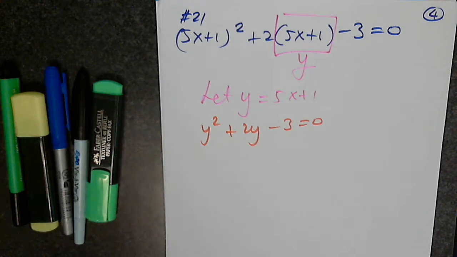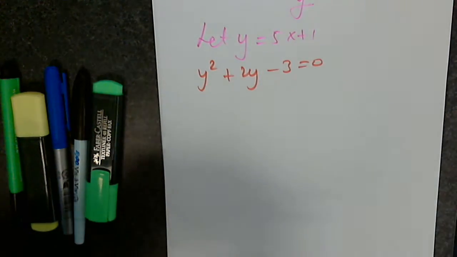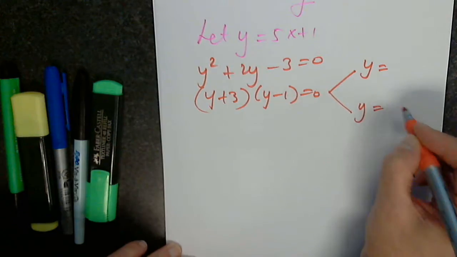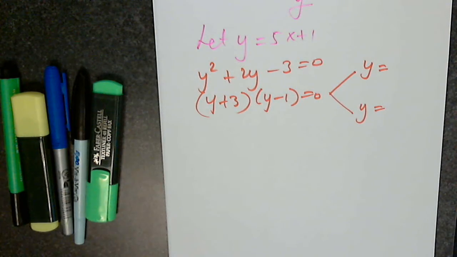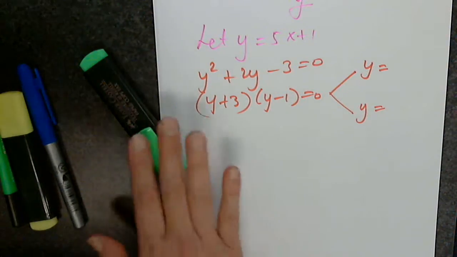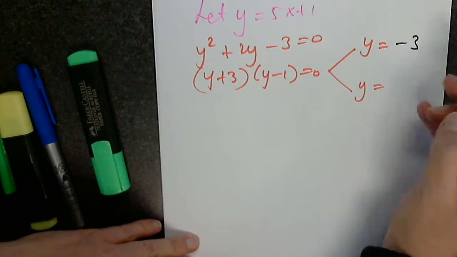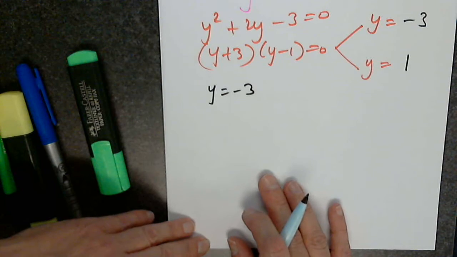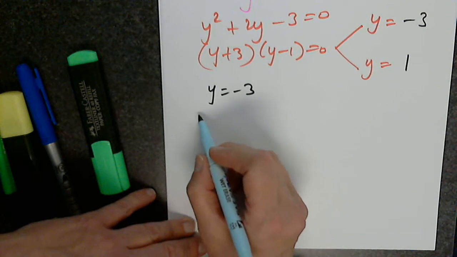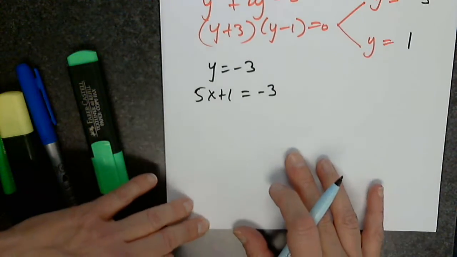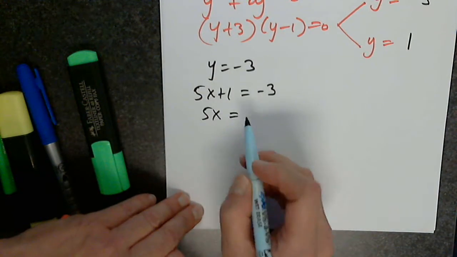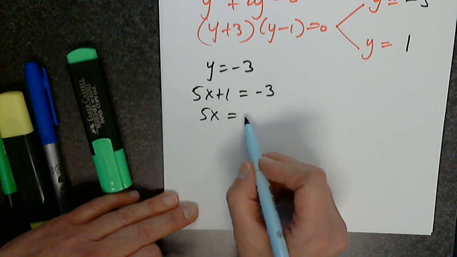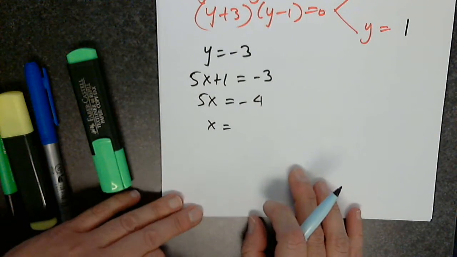How do I factor it? Very good. So I have two options in y. And what are the options in y that we have to look at? -3. Excellent. And 1. So now y equals -3 really means what? 5x plus 1 equals -3. Or 5x equals negative 4. That's okay. So x equals?